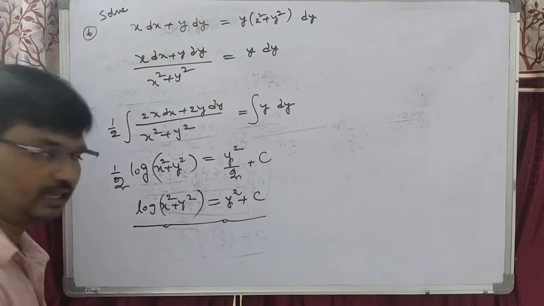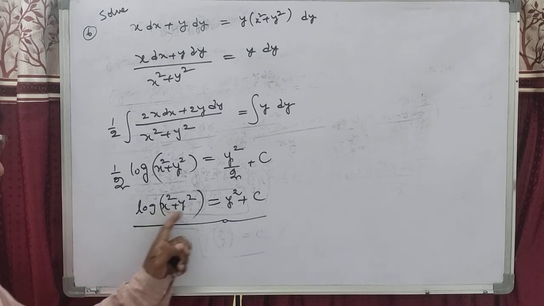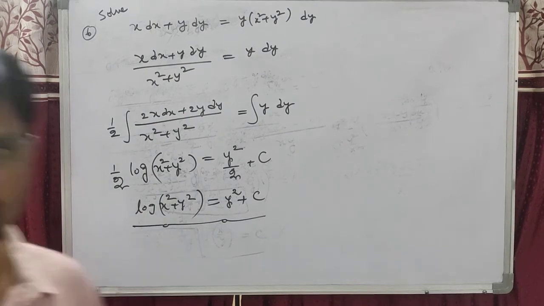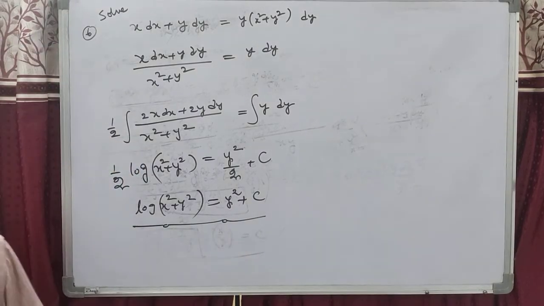Suppose the answer is required in terms of e, then x square plus y square equals e power y square plus c, that is also c e power y square. Okay, students, this is one of the easiest ones.